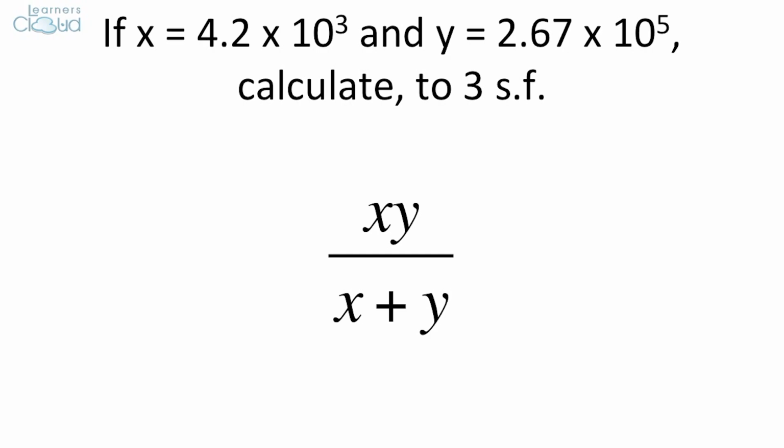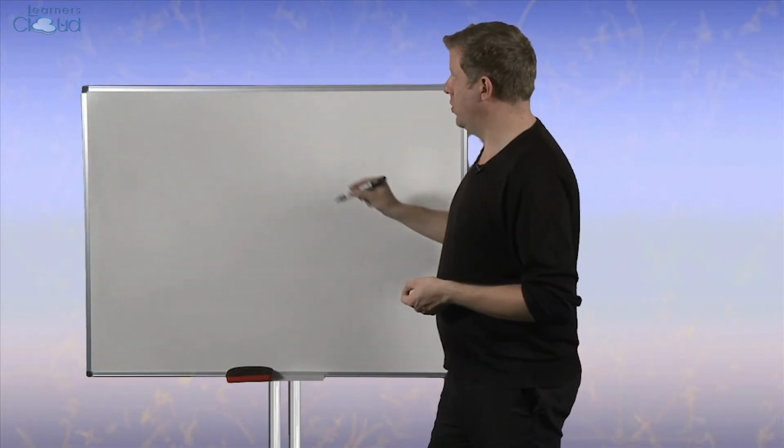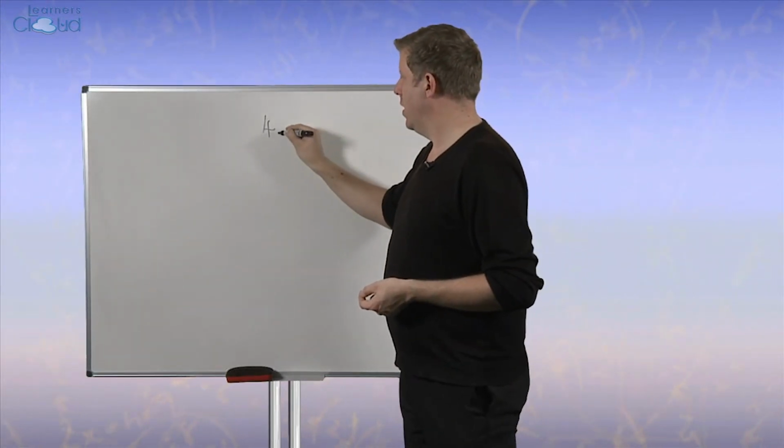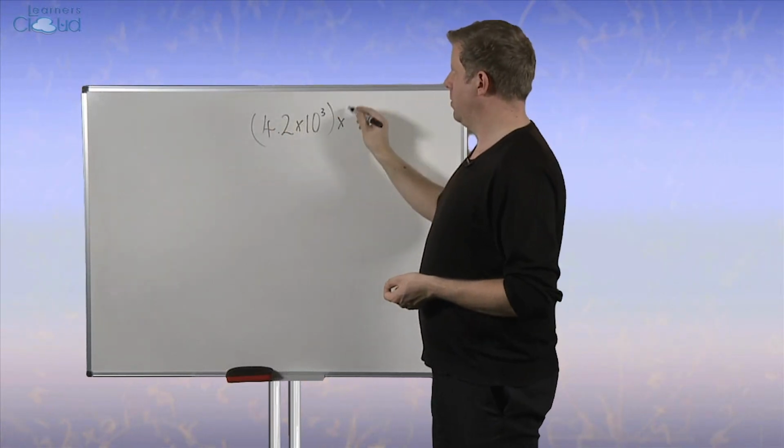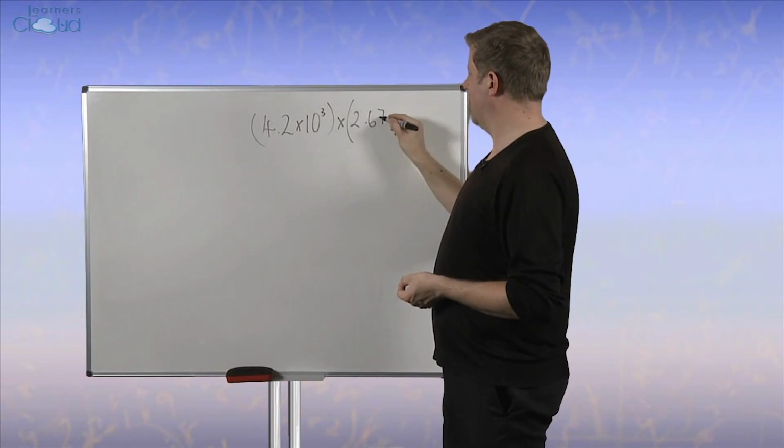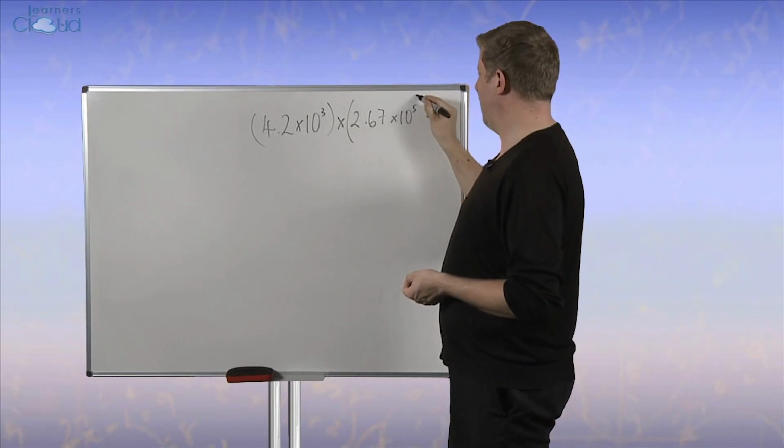When we look at the question, all they're asking us to do on the top of the fraction is multiply those two numbers together. And then on the denominator, they're asking us to add the two numbers together. Now both of those we can do, so we're going to perform each of those calculations and then do a division at the end to get our final answer. So the first thing we'll do then is multiply the two together. So 4.2 times 10 cubed multiplied by 2.67 times 10 to the power of 5.